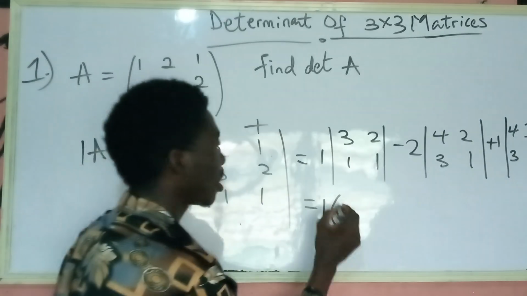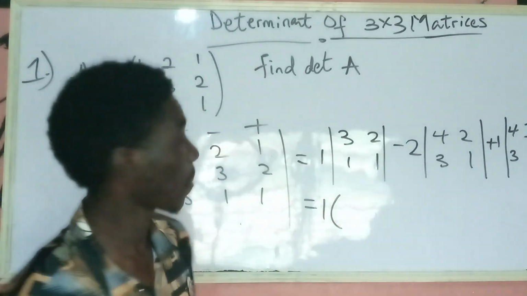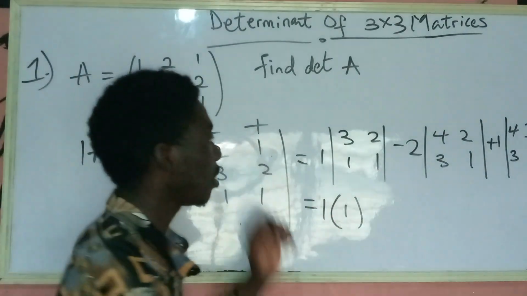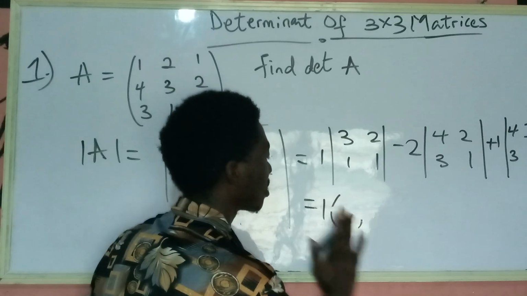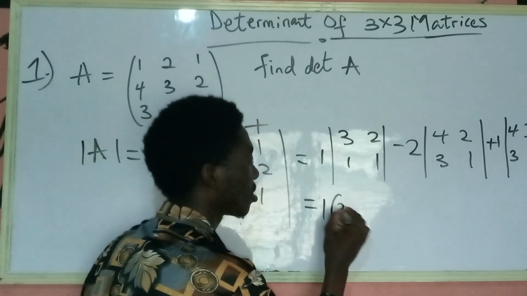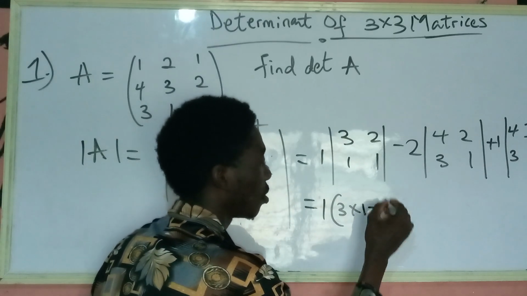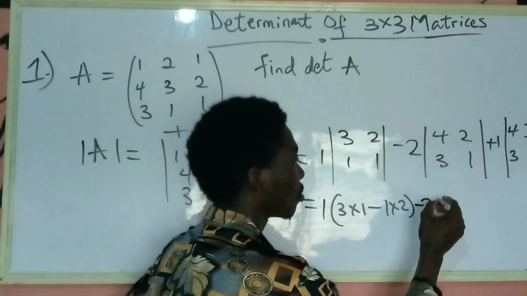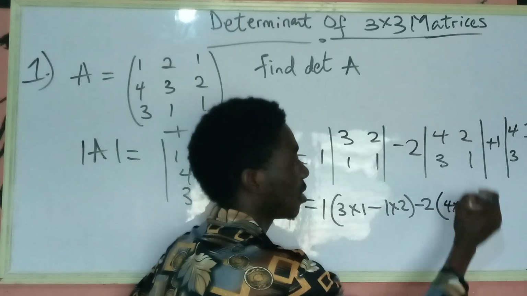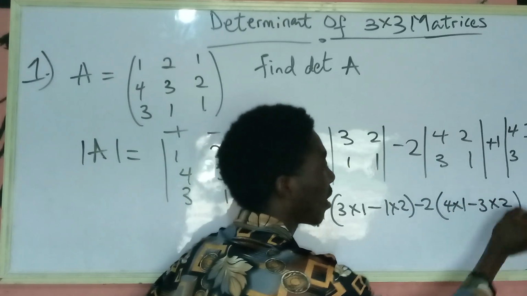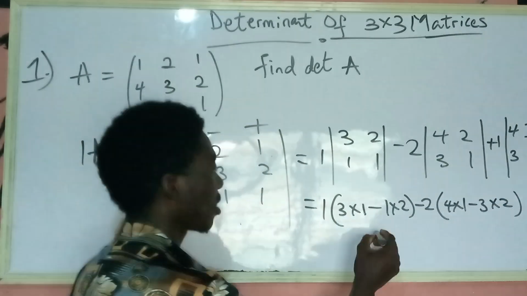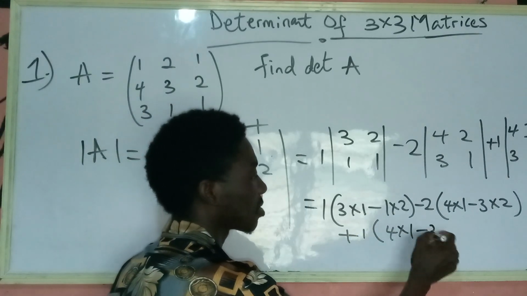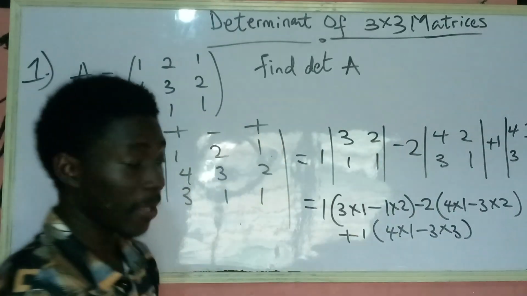This will be 3 times 1 minus 2 times 1. And 3 minus 2 is 1. So I'm left with 1. Here also, I'll do it step by step. 3 times 1 minus 1 times 2. Good. Next one is minus 2: 4 multiplied by 1 minus 3 multiplied by 2. The last step is 1: 4 multiplied by 1 minus 3 multiplied by 3.